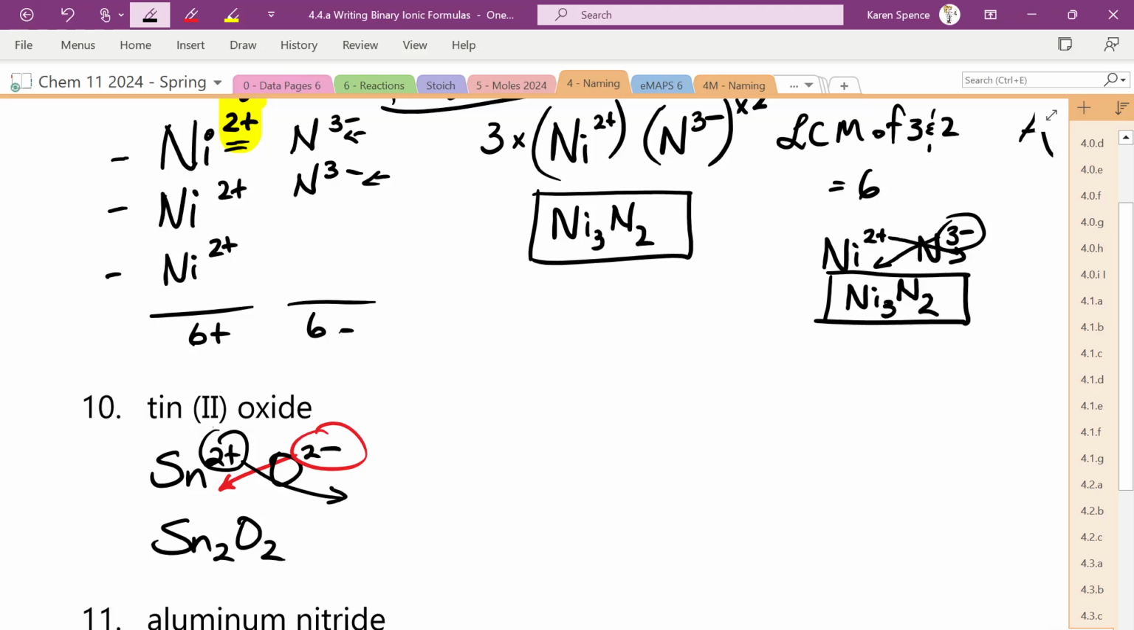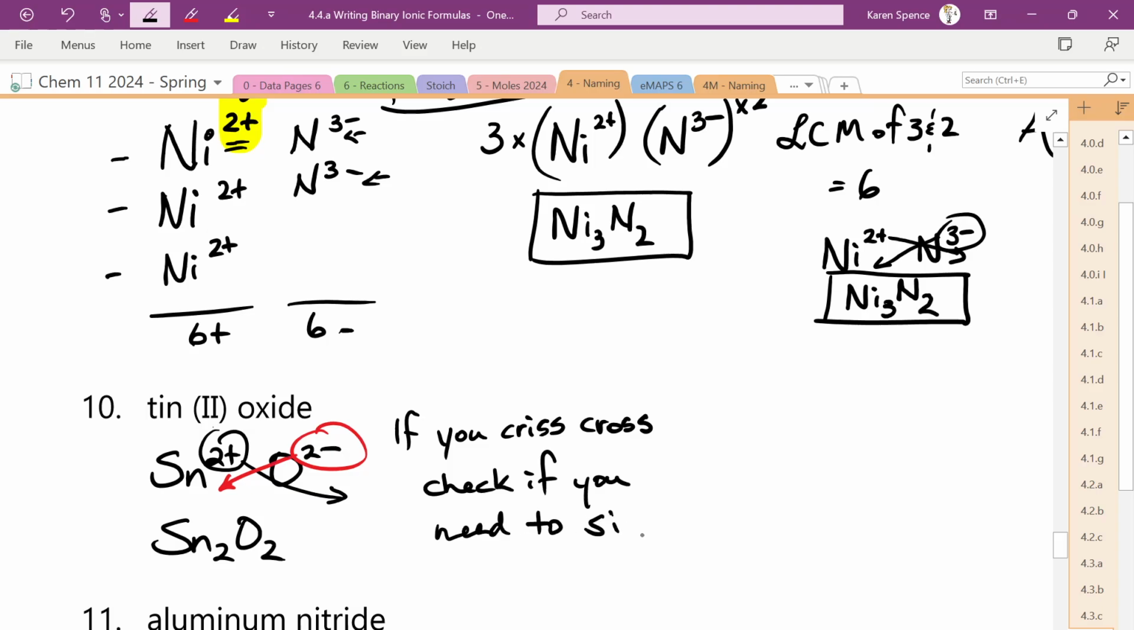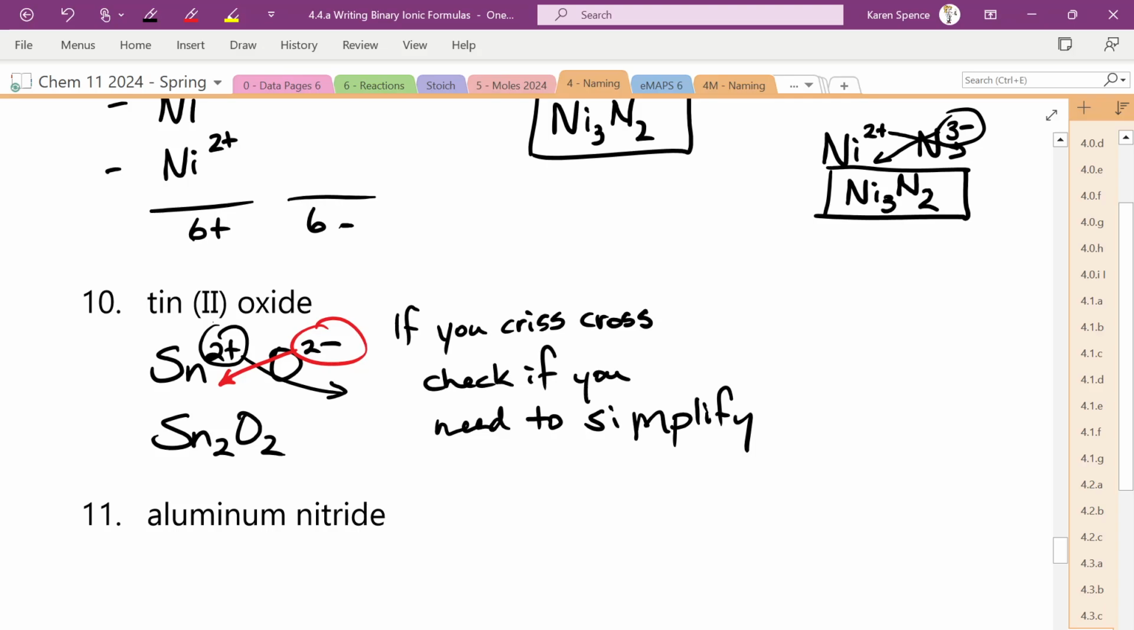No, because if you crisscross, you must also check to see if you need to reduce it, simplify it. That just means if they're both divisible by 2, you need to divide them both by 2, which means this is then going to become SnO. Now, you might just look at this one and go, why would I bother crisscrossing? I can see that 2 plus and 2 minus are equal and opposite. I just need one of each. And so you might mix and match different methods depending on how you feel.